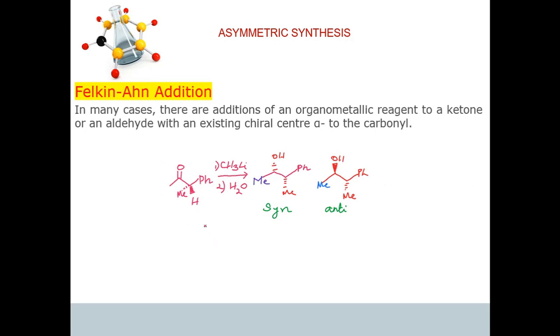If you look at this molecule, we already have a chiral center. There is an existing chiral center, and we are trying to attack this carbonyl carbon with a nucleophile. In this case, the nucleophile is methyl, and we end up with two products. One will be a syn product, the other will be an anti product.